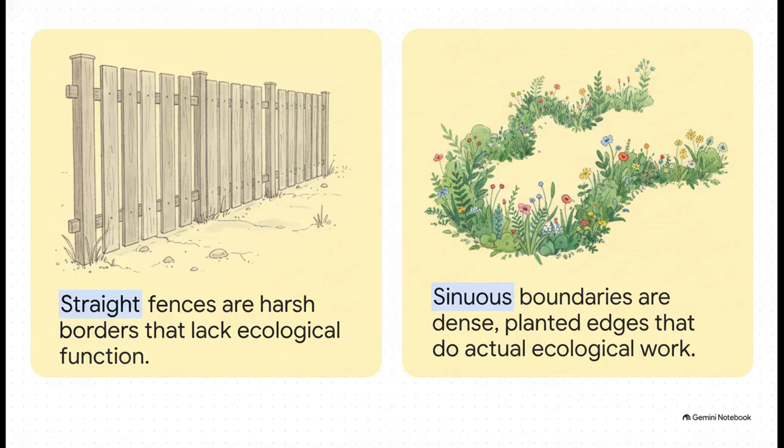A simple, straight fence separating a pasture from a forest is just a boundary. If you can walk right through it without touching a single leaf, it's not a functional edge. But if we curve that line, if we make it sinuous and wavy, we instantly increase its perimeter. We can then plant that transition zone with a really dense, diverse mix of species, turning it into a living, working part of the landscape rather than just a boring divider.